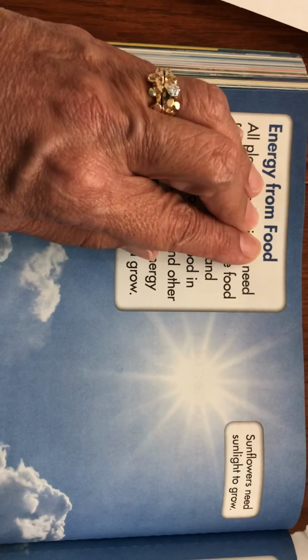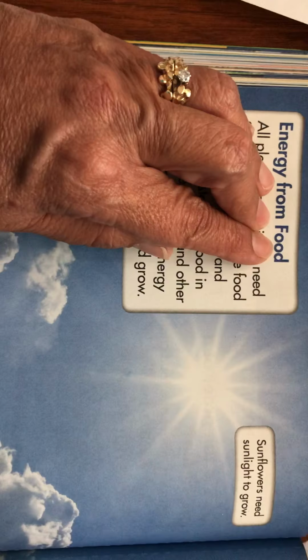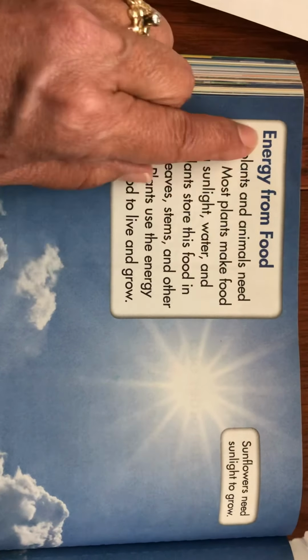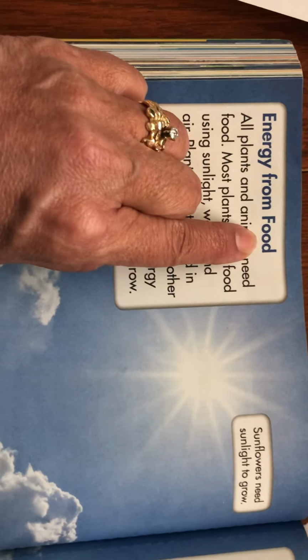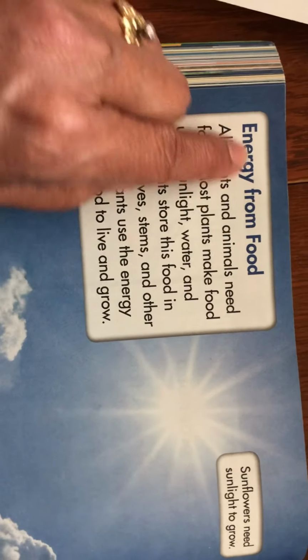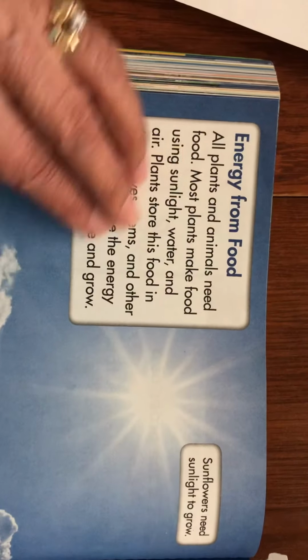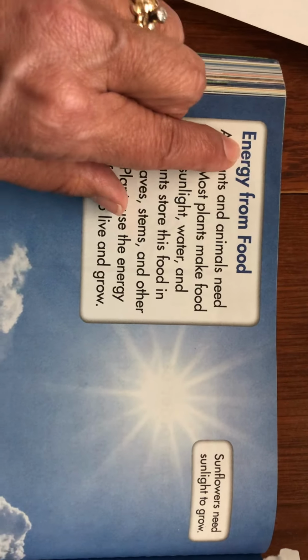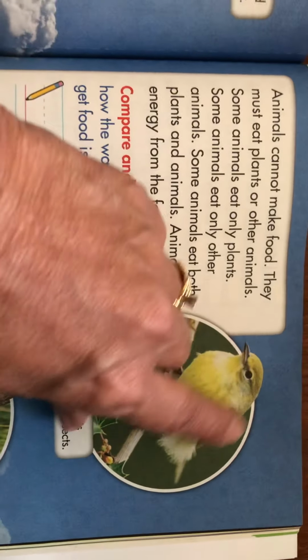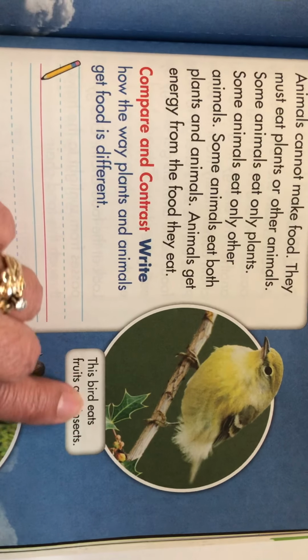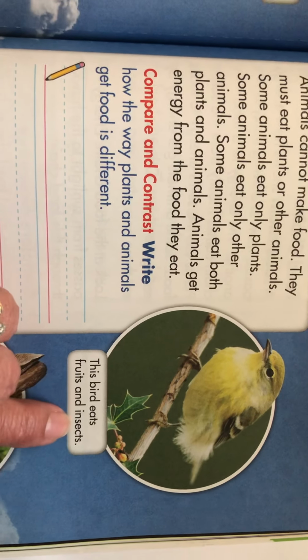Now, when we were earlier talking about in reading, we were talking about informational text. This is something that can help us. Subtitles, these are subheadings. Subheadings, that means in this paragraph, what are they going to talk about? They're going to talk about energy from food. And then over here, you know how they have a picture? They have a picture of a real bird. And then it says, this bird eats fruits and insects.